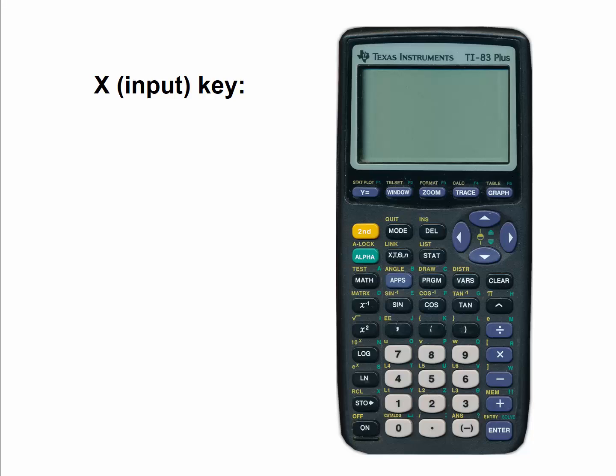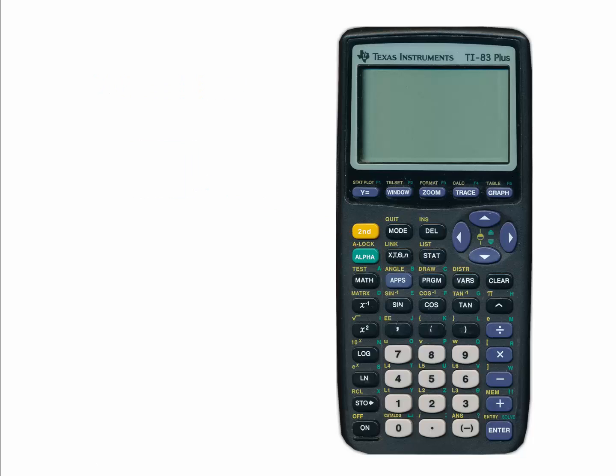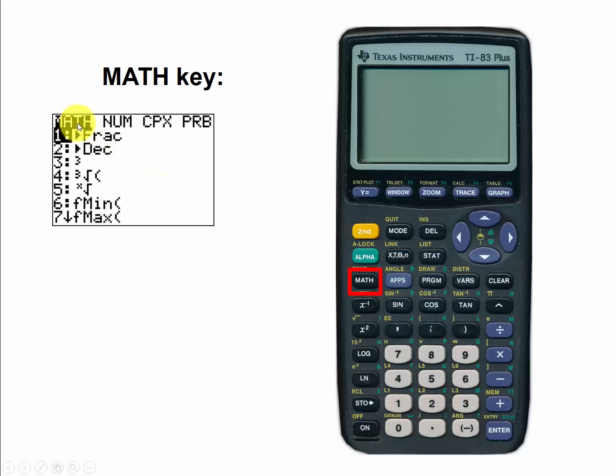Next is the X key or the input key. It's located here, and we use this key when we need to input an independent variable into an equation. Next is the math key. Once we press the math key, we can see here that we're going to have 4 different screens and a whole list of different commands, and if you ever see a little arrow, that means scroll down and there are more commands on this screen.